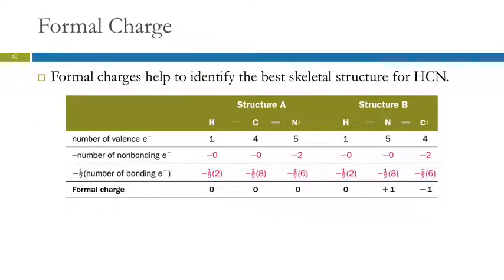So let's look at HCN, that would be hydrogen cyanide, and see how this can help us figure out the best Lewis structure. They're given to us here, but it's a little hard to see up there, so I'm going to draw them down here as well. So we could put the carbon in the middle and have a triple bond with the nitrogen, a single bond with the hydrogen. We could do it like that. Or we could put the nitrogen in the middle, and the carbon on the end.